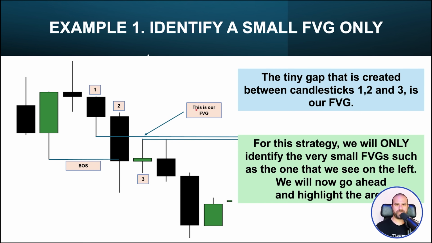There we go. Now, as I said, for this strategy, you will see it here in the green bracket, we only identify the very, very small fair value gaps, such as the one that we see on the left. This is the whole point of this strategy, to identify the smallest of the smallest fair value gaps. We go ahead and highlight the area. These are areas that many people are not paying attention to. Remember that. So this right here, guys, is the point of the whole strategy.